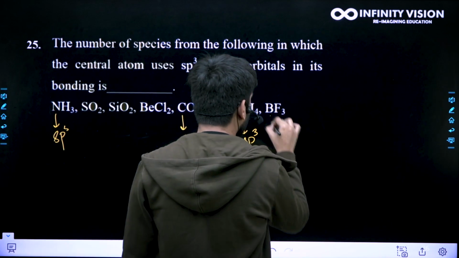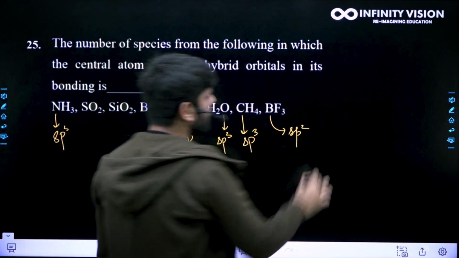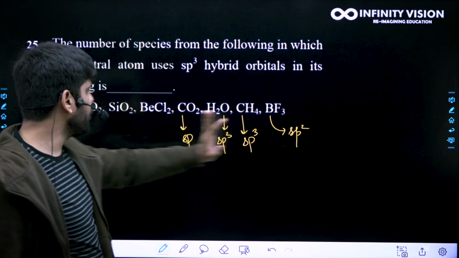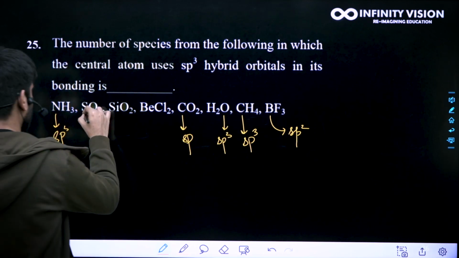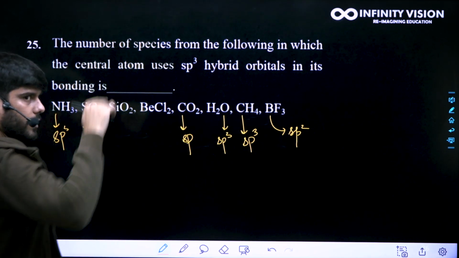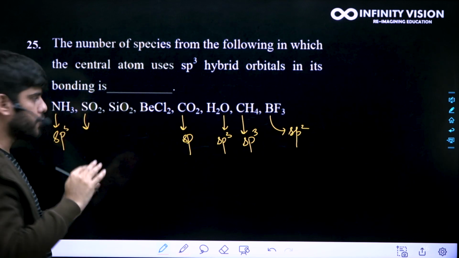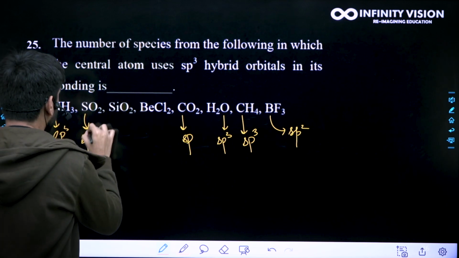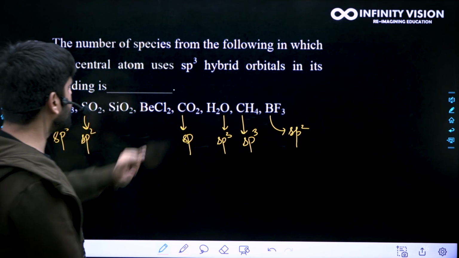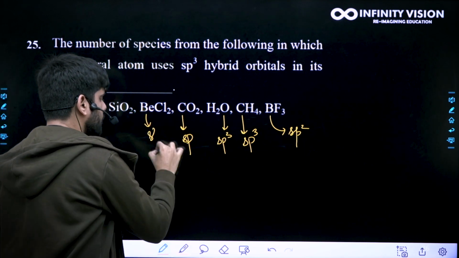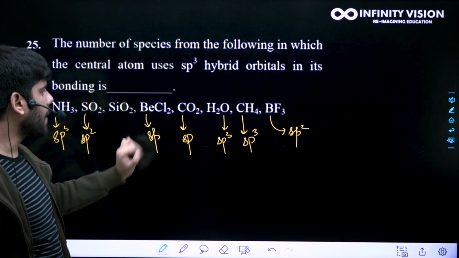Now BF3, we know B is sp2 hybridized. It is trigonal planar geometry. SO2, SO2 is bent-shaped, the electronic geometry is trigonal planar. Again, this is sp2. BeCl2, Be is sp. This is linear, so there is sp hybridization.